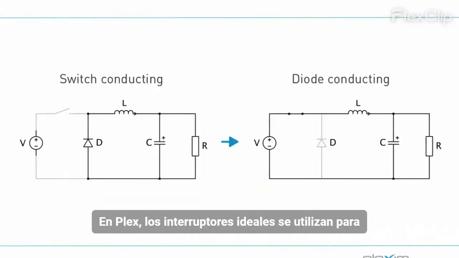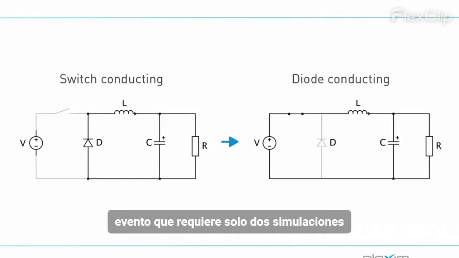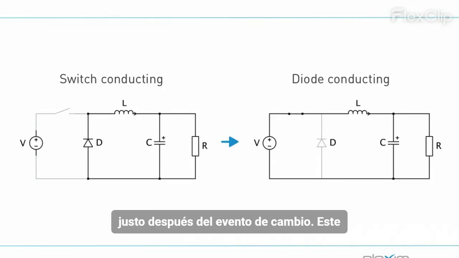In PLECS, ideal switches are used to represent power semiconductors. They are either in the on or off state. Toggling a switch is an instantaneous event that requires only two simulation steps, one right before and another right after the switching event. This makes the simulation of complex circuits very fast, especially if there are many power semiconductors present in the circuit.